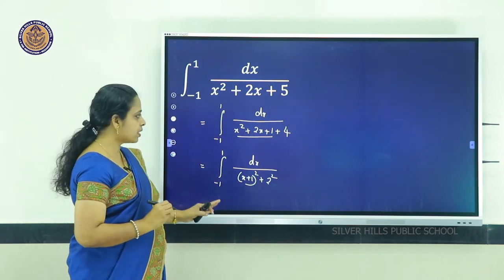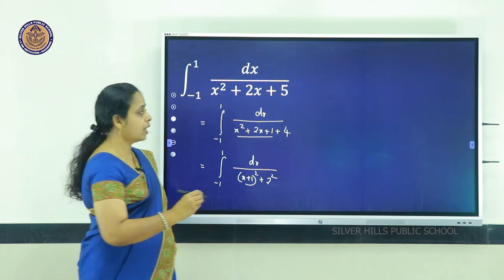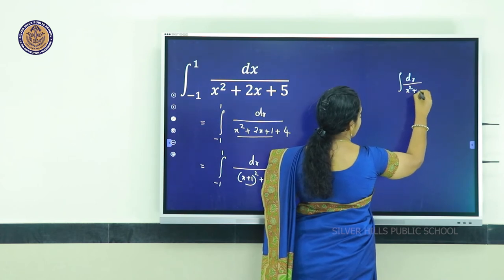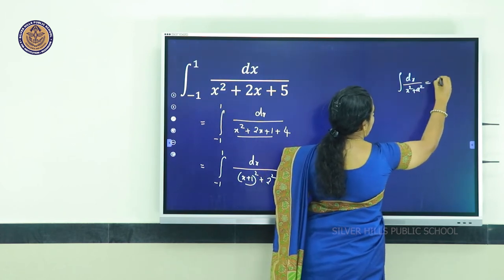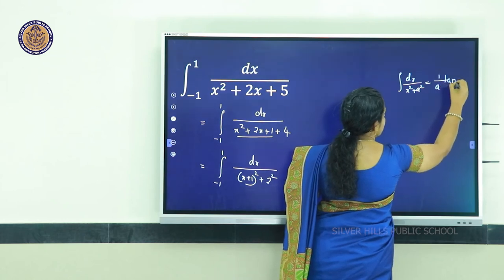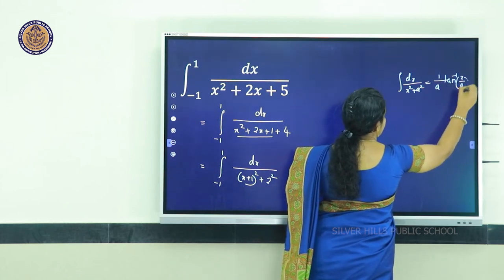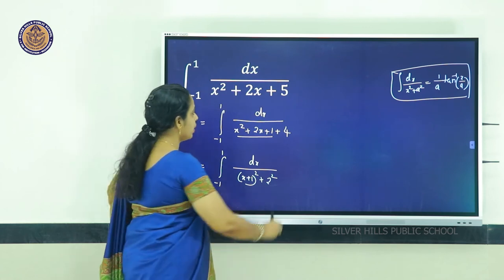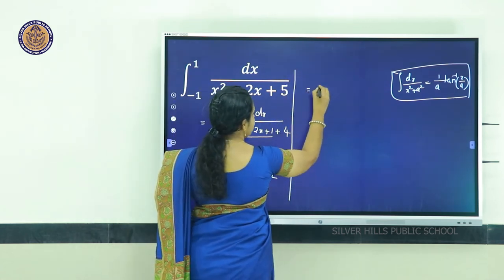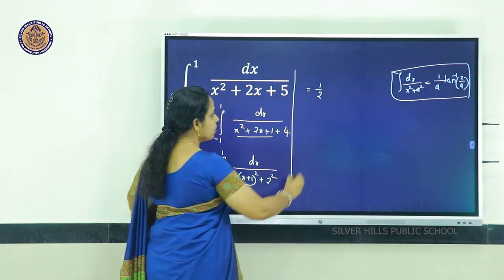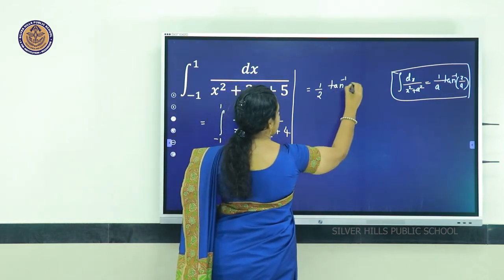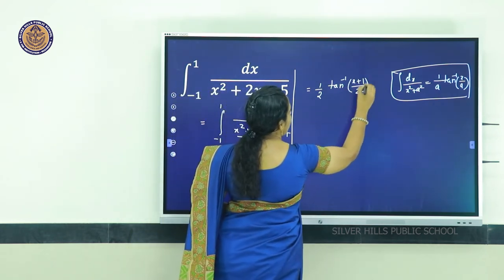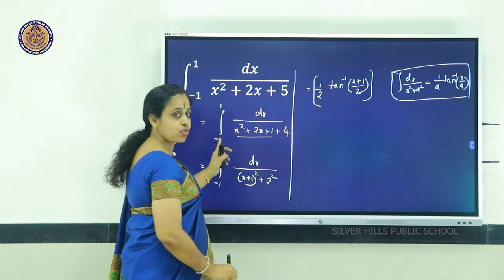Now, this is a standard result which we studied. Integral dx divided by x square plus a square equals 1 by a tan inverse x by a. So what will be coming here? 1 by 2 tan inverse of x plus 1 divided by 2, within the limits minus 1 and 1.